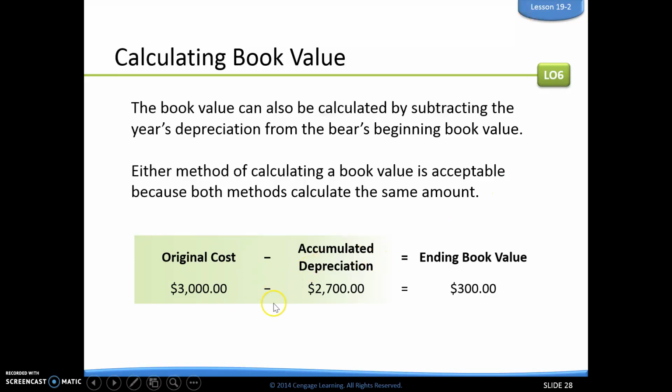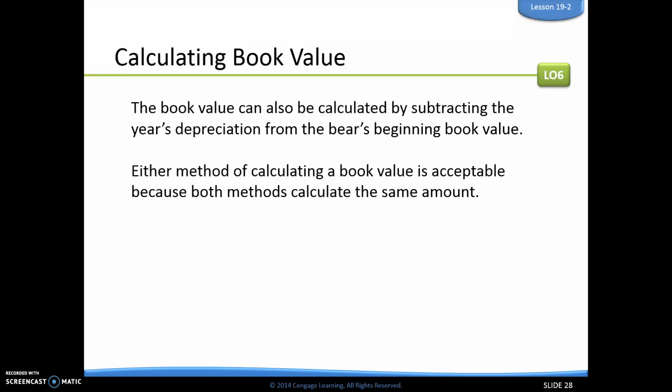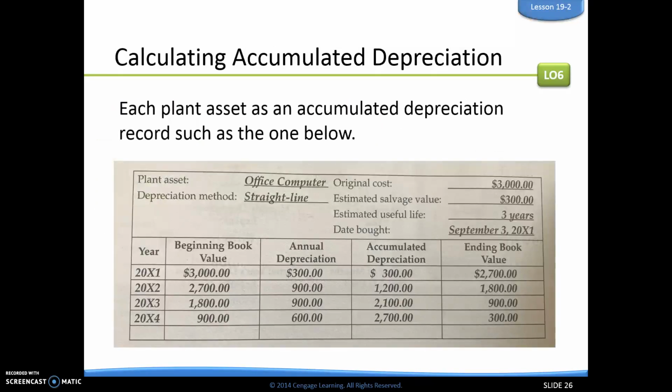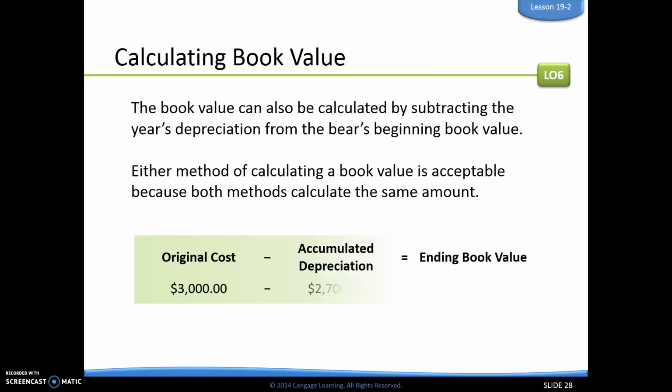This is the one that I find most simple to use, is just taking your original cost minus your accumulated depreciation. If I backtrack here to show you this slide, you can see this at work. Here's your beginning book value. Subtracting out your accumulated depreciation, you get your ending book value, and see how that becomes the beginning book value for the next year. So that's the one that I like to use the most, but whichever one makes most sense to you is just fine.